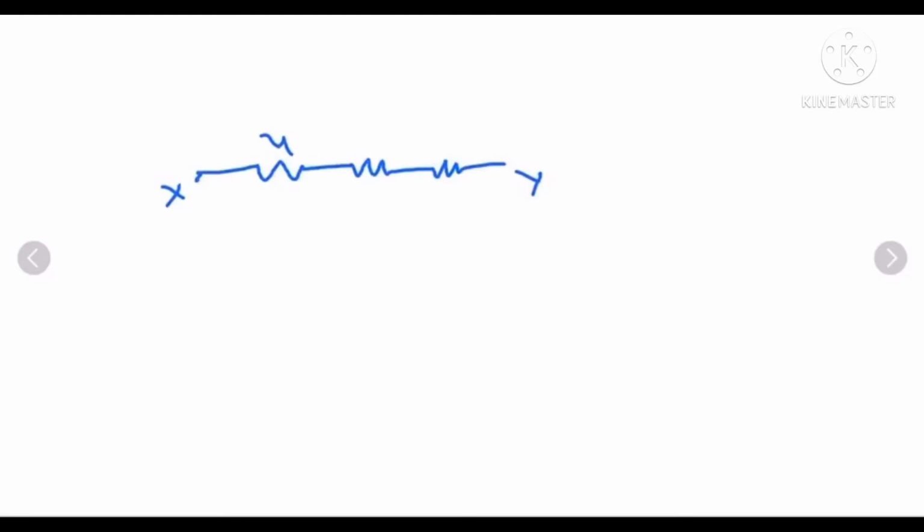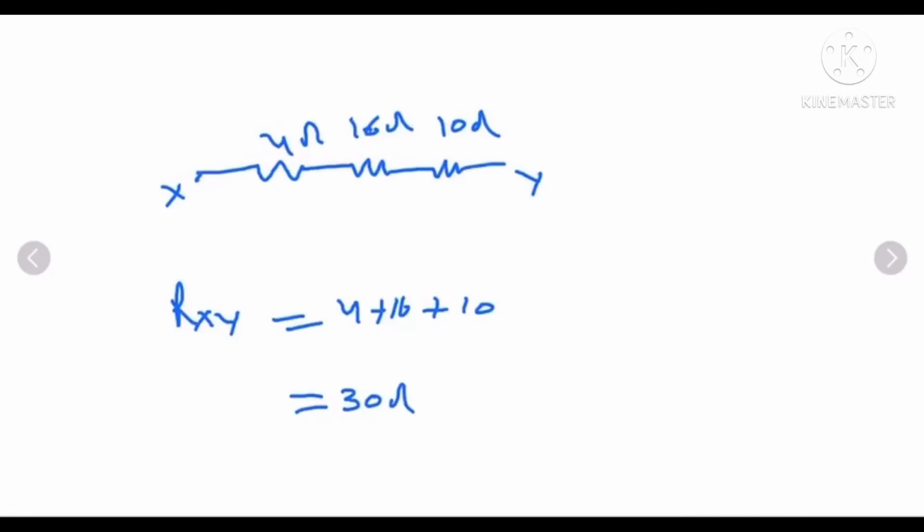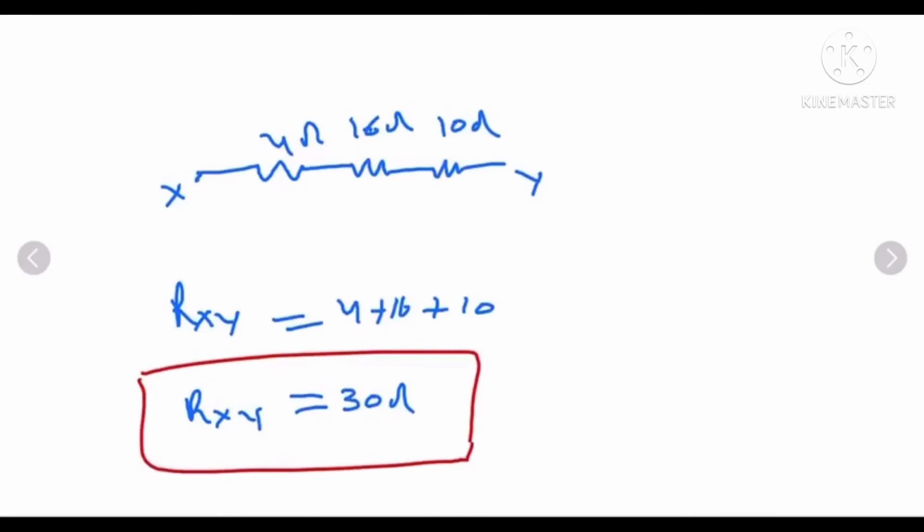4 ohm, 16 ohm and 10 ohm. Now we can easily see that all three elements are in series, so we can easily calculate Rxy, which is nothing but 4 plus 16 plus 10, that is 30 ohm. So Rxy is going to be equal to 30 ohm, and this is your final answer.